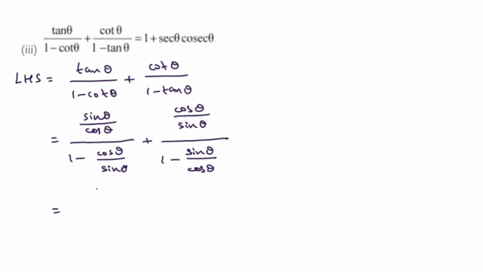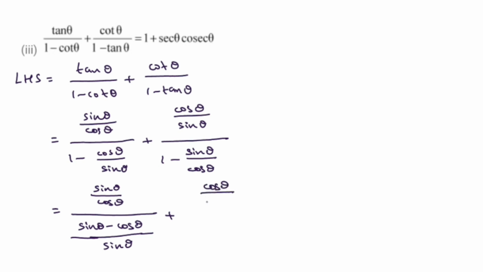This equals sin theta divided by cos theta as it is, divided by, here the LCM is sin theta, so we will get sin theta minus cos theta here. Similarly, cos theta divided by sin theta as it is, divided by cos theta LCM, so we will get cos theta minus sin theta.